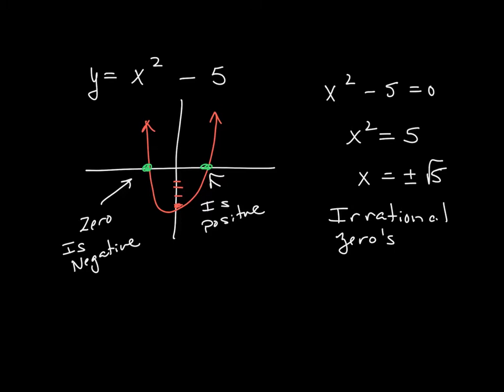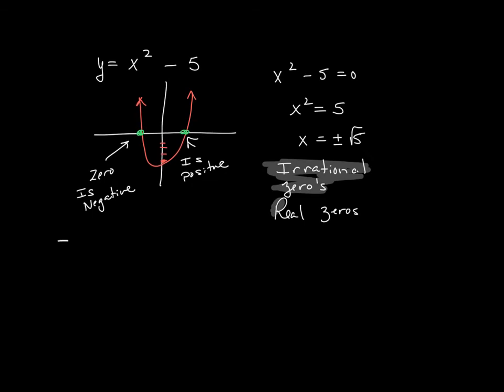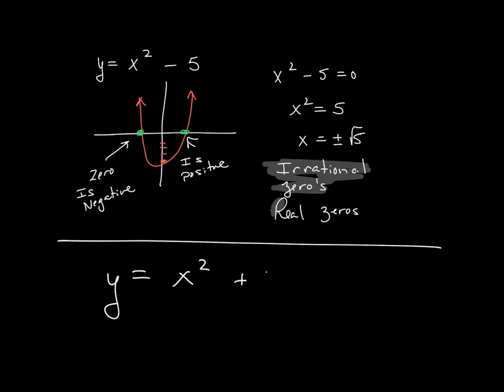Now, even though these are irrational zeros, they are still real numbers. And they are still real zeros. And that's because they cross the x-axis. Now, if I had another equation where y was equal to x squared plus 4, here, when I draw my graph, it's going up 4 this time, and therefore the graph never crosses the x-axis.